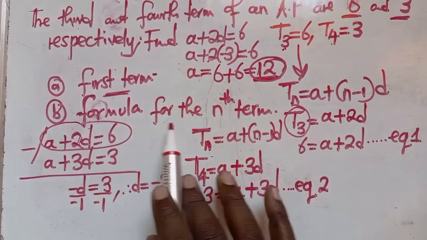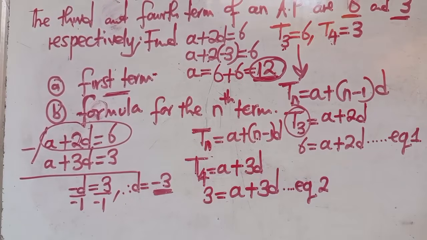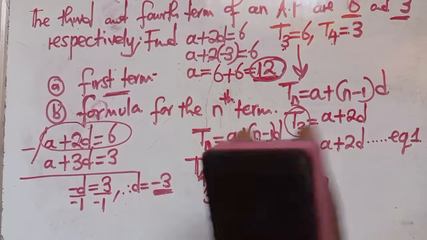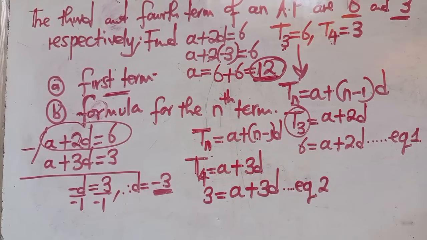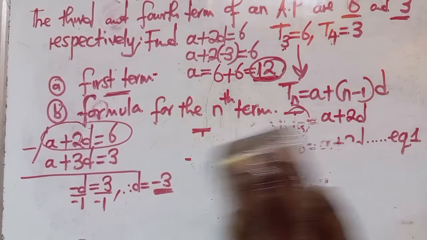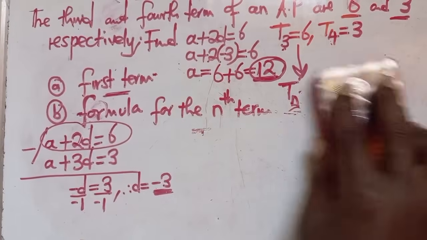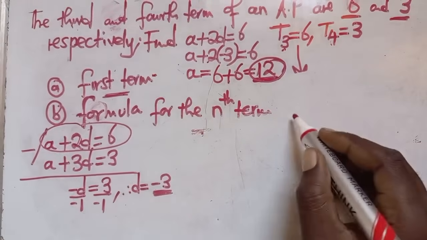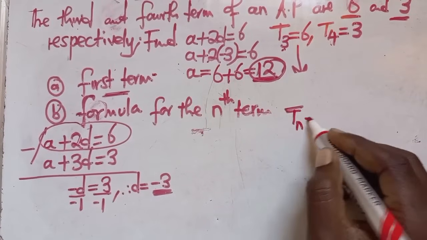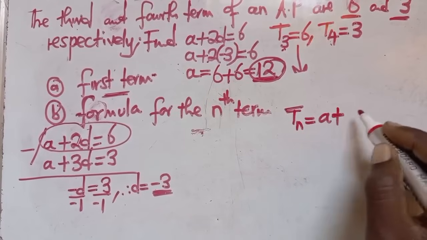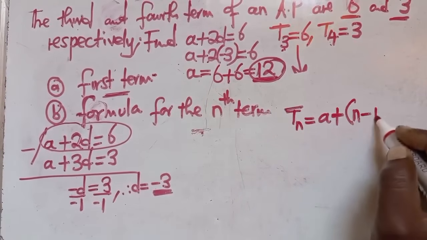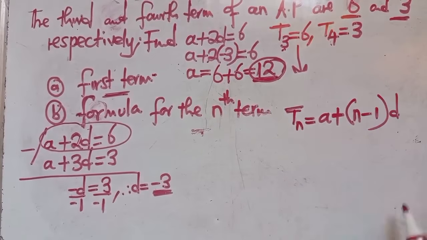So find the formula for the nth term now. You are told to find the nth term. Since we know the common difference, we've got the first term. So how do we find the formula? We substitute in the formula. So we write the formula. Let me just rewrite it. The formula is Tn is equal to A plus, open bracket, n minus 1, then D.